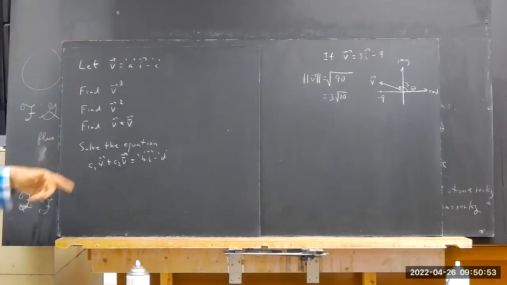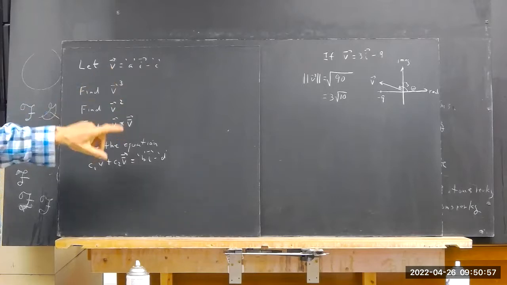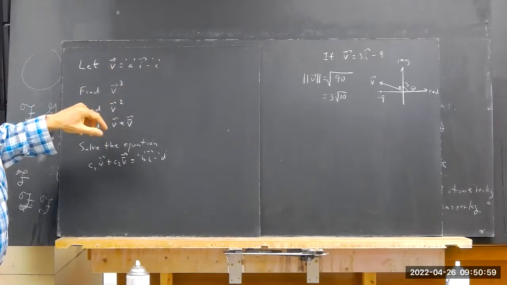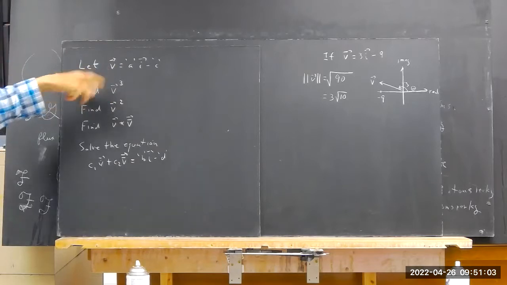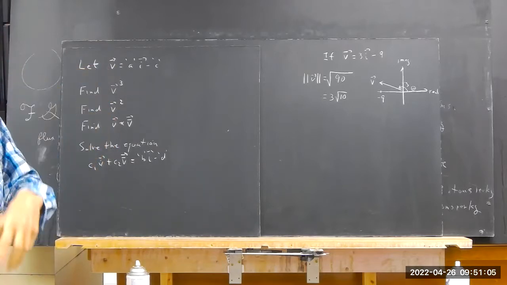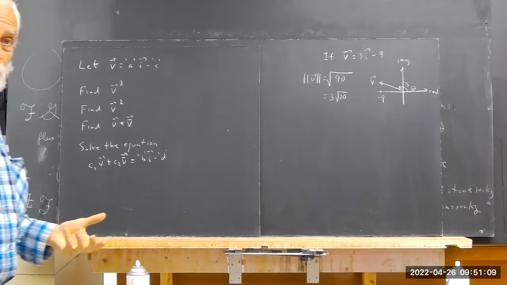We have these questions. B is vector AI minus C. First thing we want to do is find V cubed. That's a complex number. It's written with an arrow over it because your book boldfaces it, which means your book is kind of using vector notation.